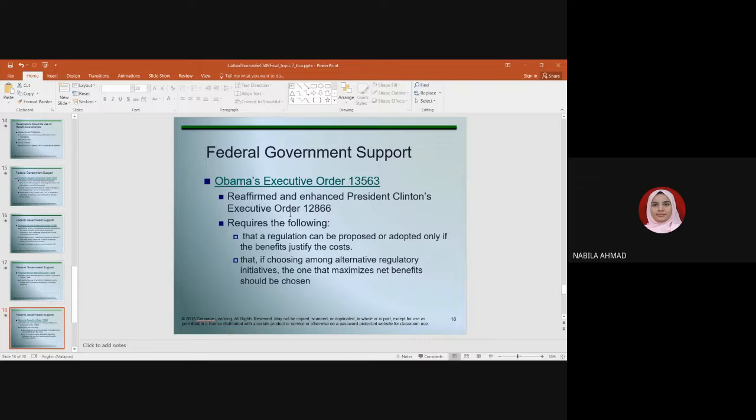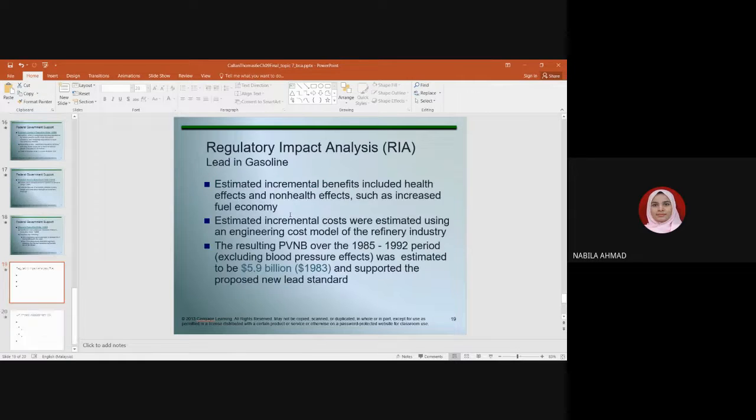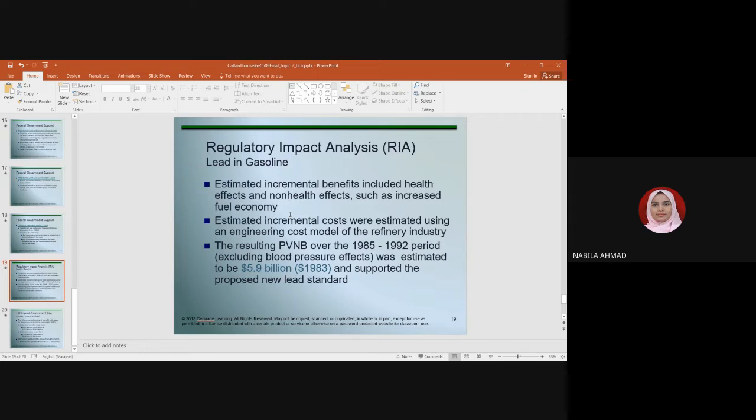This one reaffirms and enhances President Clinton's Executive Order. So there is a requirement: regulation can be proposed or adopted only if the benefit justifies the cost. If choosing among alternative regulatory initiatives, the one that maximizes net benefit should be chosen. Yeah.